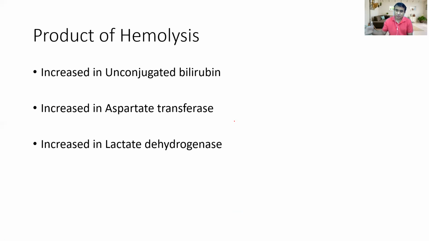Unconjugated fraction of bilirubin will increase and AST will be increased. And if you are not serious enough, then you might think, oh, this patient may have liver involvement. But if you think properly, then maybe it is just a case of hemolytic anemia.